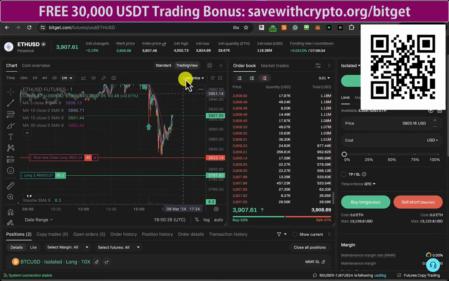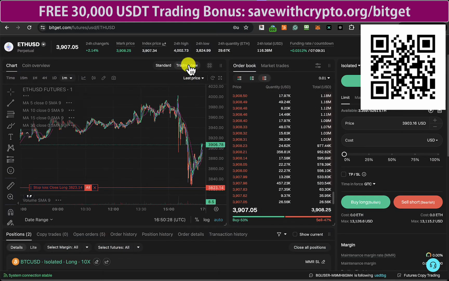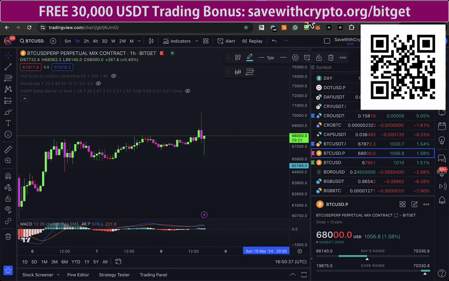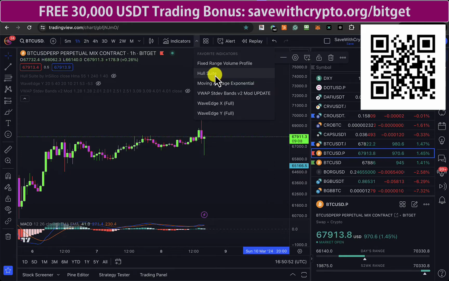You've got this chart here, and there's even a TradingView version there, but it's not as good as the real TradingView, because with the real TradingView you've got access to indicators and all that kind of thing. You've got a few indicators on the exchange ones as well, but you haven't got my favourite ones. And my favourite ones are called Hull Sweep by Silico, and the other one is the VWAP Standard Deviation Bands version 2 mod update. There's a version 2 mod one as well, which seems to be pretty much the same as far as I can see.